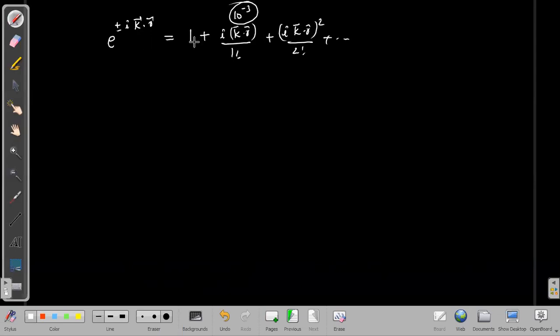compared to 1. So therefore I can make an approximation that e raised to i k dot r is approximately 1. So this approximation is called dipole approximation.